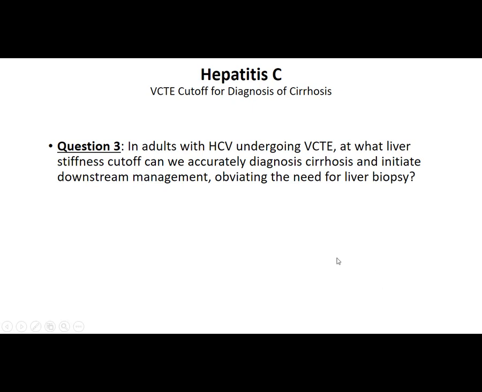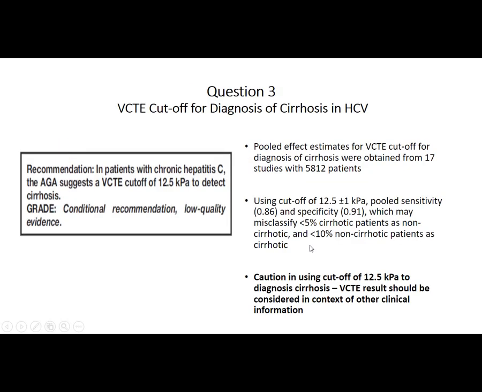So at what liver stiffness cutoff can we accurately diagnose cirrhosis? What's the number? And initiate downstream management, obviating the need for a liver biopsy. These questions, by the way, weren't really made for PowerPoint. They're made for the science. Anyway, the recommendation here is chronic hepatitis C. The AGA suggests a cutoff of 12.5 kilopascals to detect cirrhosis. This is a conditional recommendation with low quality evidence.